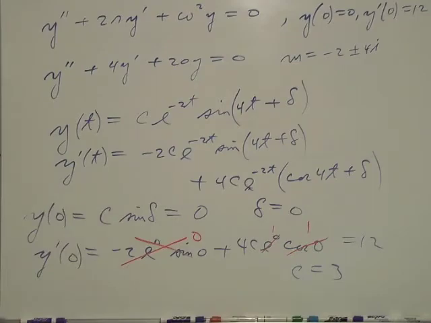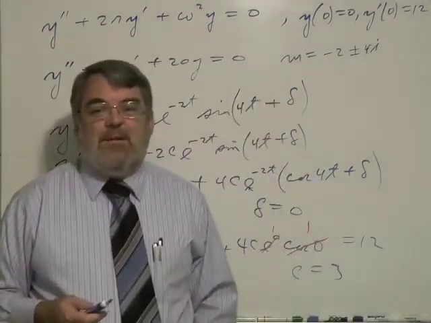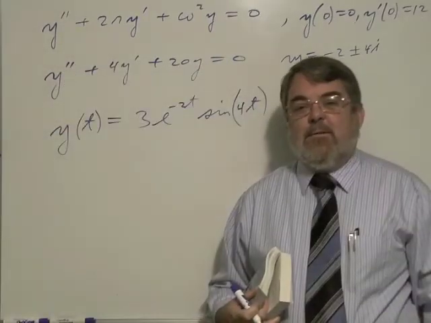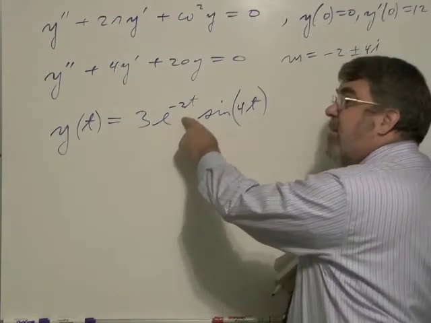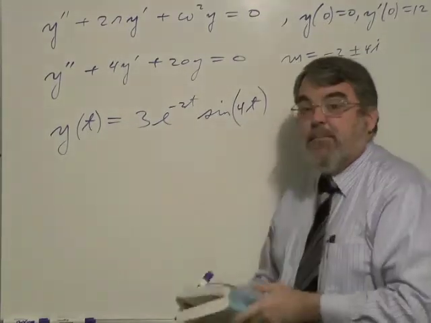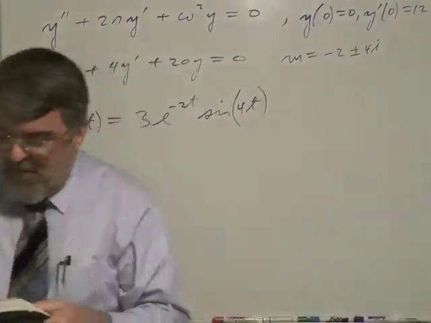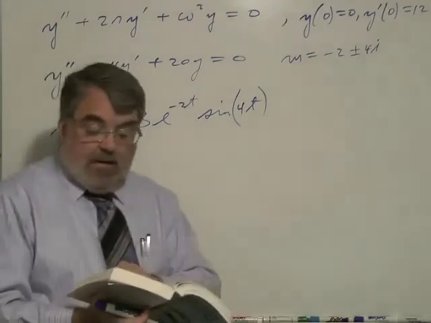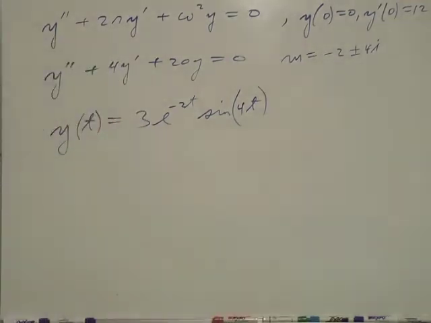We'll write up the equation of motion for this problem, and then we'll see what other questions we can answer with it. Our equation of motion then is y of t is 3e to the -2t sine of 4t. And I double checked it, it's correct, no screw ups. Now the book in part A asks for that equation of motion. It also says draw a rough graph of the motion.